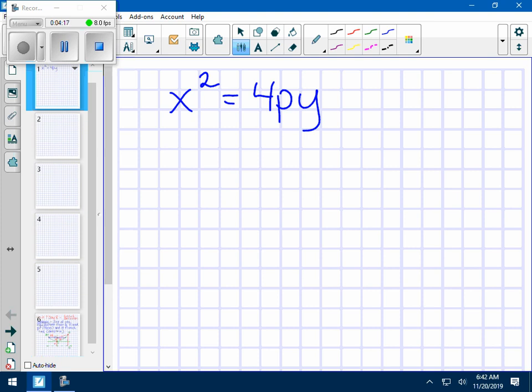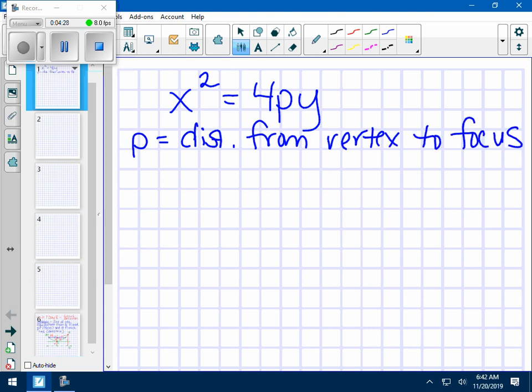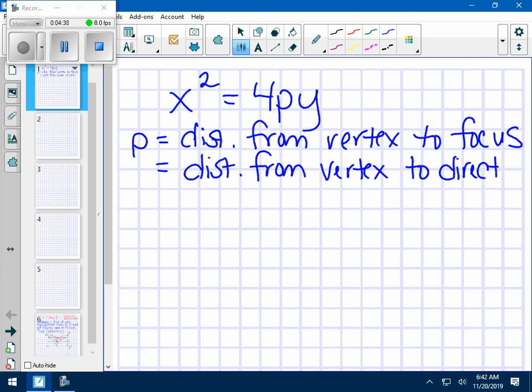In this new form, this locus definition of a parabola, P is going to be the distance from the vertex to the focus, just like we labeled it in the diagram a minute ago. P also happens to be the distance from the vertex to that special line called the directrix. So the value of P will be important to us when we go to make a sketch given a parabola in this form.